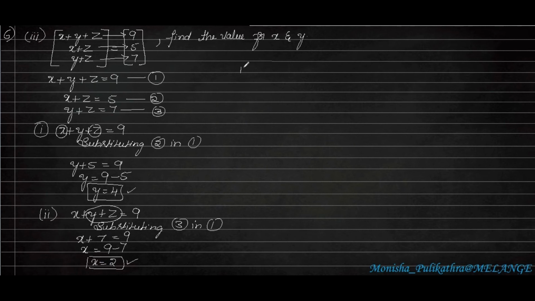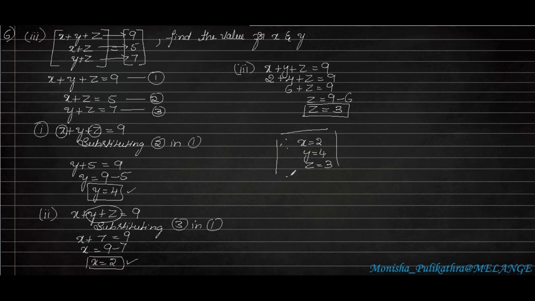Now I'll take the first equation once again, x plus y plus z is equal to 9. We already found the value for x is 2, and the value for y is 4, and z we have to find out. So 2 plus 4 is 6, plus z is equal to 9. I shift 6 this side, so it will become minus 6. z is equal to 9 minus 6, which is 3. Therefore the value of x is 2, y is 4 and z is 3. I hope you understood this.